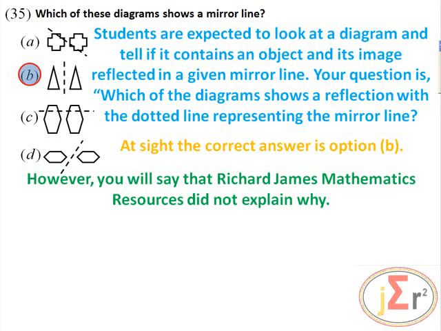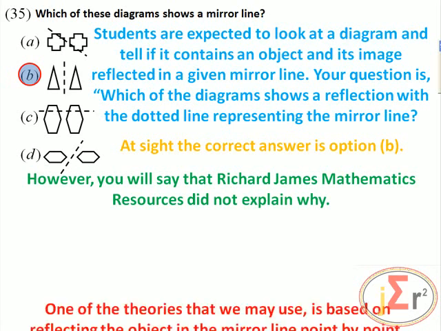However, you will say that Richard James Mathematics Resources did not explain why. We have gone through lateral inversion, reflecting. We have gone through symmetry, lines of symmetry, and how an object and its image are related relative to a mirror line, and what happens in a line of symmetry. We have done that on previous occasions, but we will continue.